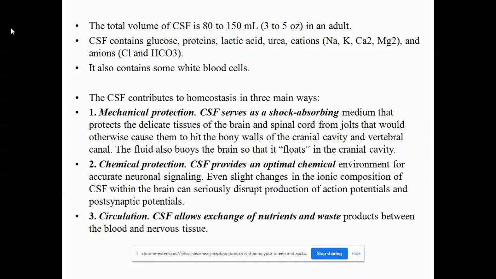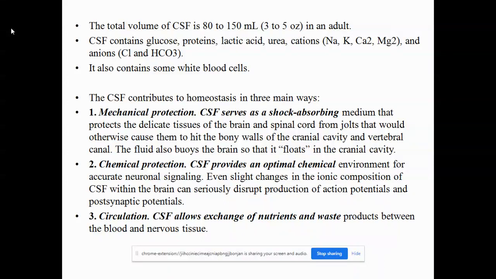It also contains some white blood cells. So, what are the functions of the cerebrospinal fluid? The cerebrospinal fluid contributes to homeostasis in three main ways. It provides mechanical protection, chemical protection, as well as helps in the circulation and transport.